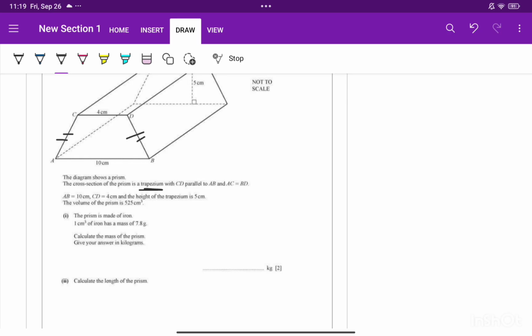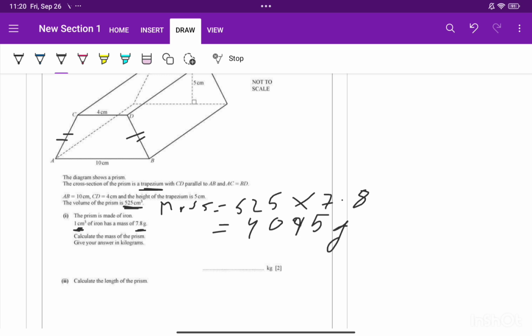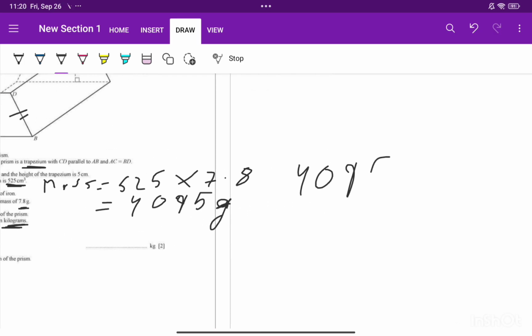So the question over here in part I says that 1 centimeter cube is equal to 7.8 gram. So how many gram will be present in 525 centimeter cube? So what will we do? To calculate mass, 525 multiplied by 7.8, which will give us the answer 4095 gram. But the question is saying to give your answer in kilogram, and we got this answer in gram. So we need to change this to kilogram. So 4095 divided by 1000, which will give us the answer 4.095. This is our answer.